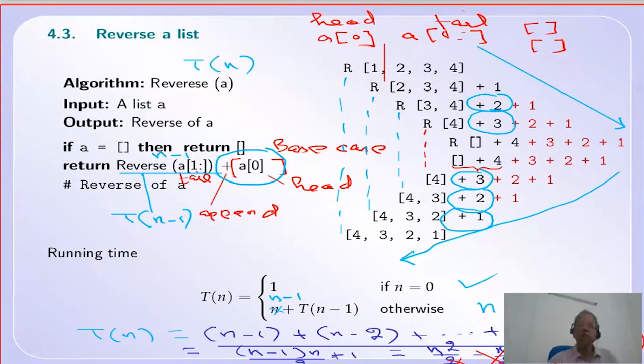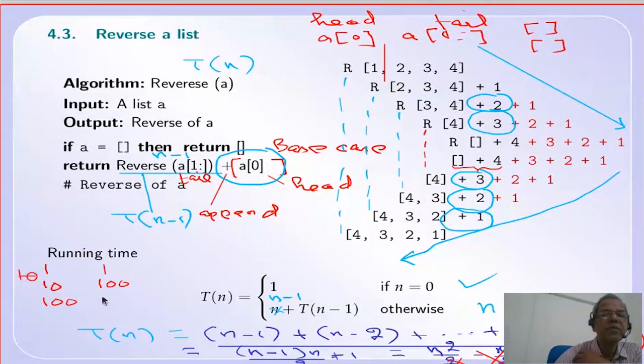The time is almost up, but let me ask this question. If there is 1 item, it takes 1 unit of time to reverse. If there are 10 items, it takes 100 units of time. If it is 100 items, it takes 10,000.